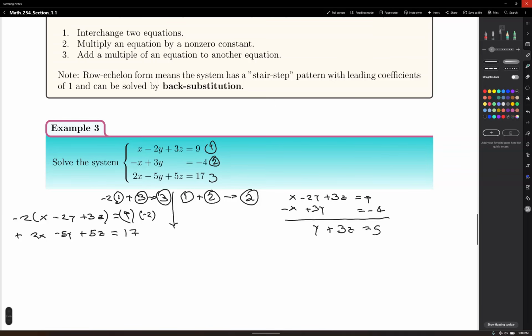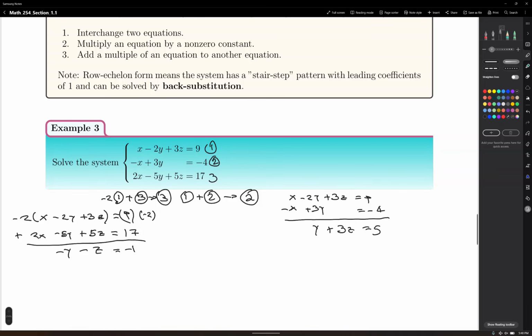All right, guys, I don't want to rewrite the whole thing. Let's do the operations on the side. Negative 2x plus 2x, don't they cancel each other? Negative 2 times negative 2y, is that 4y? Minus 5y, is that negative y? And then negative 2 times 3z, is that negative 6z? Negative 6z plus 5z, is that negative z? And then 9 times negative 2 plus 17, is that negative 2? Wait a minute. No, it's negative 18, right? So that's a negative 1, right? And that's going to be our new 3.